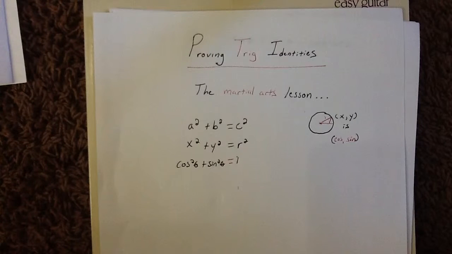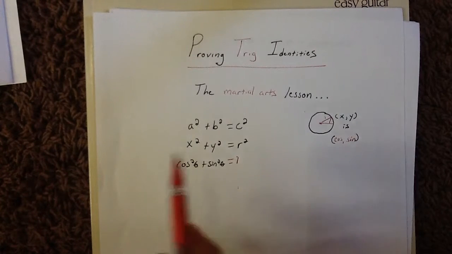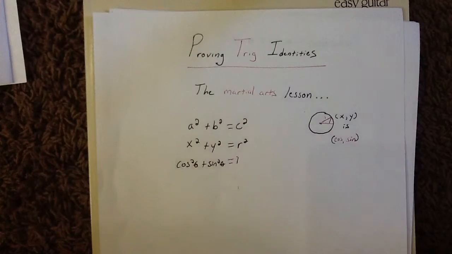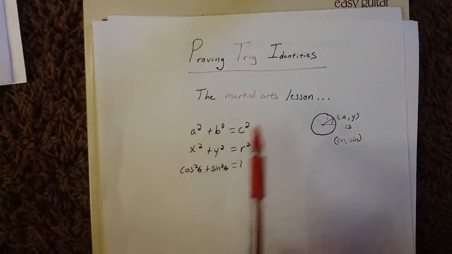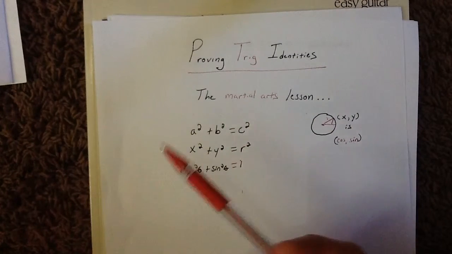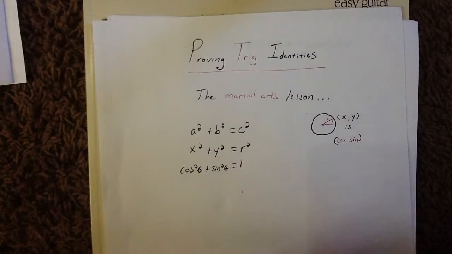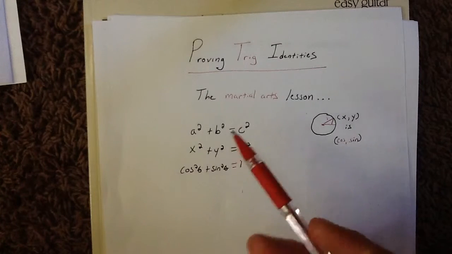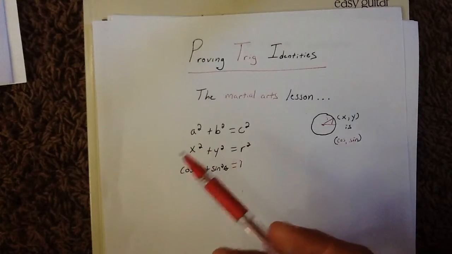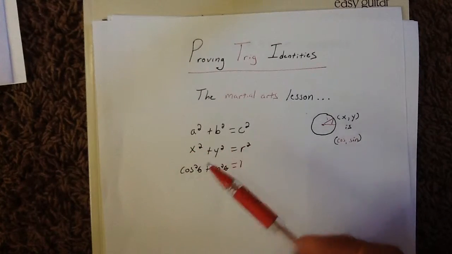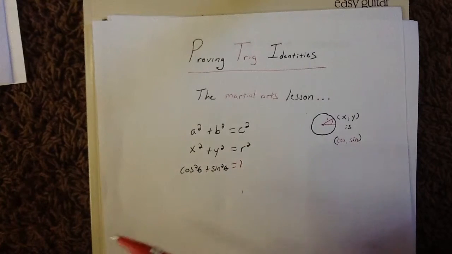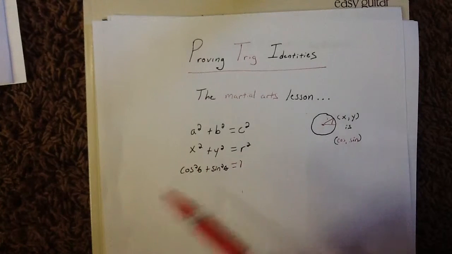Today we're going to talk about proving trig identities, and I like to refer to this one as the martial arts lesson. I call it that because if you've ever taken martial arts or seen them, karate, kung fu, taekwondo, any of those, your sensei or your teacher can show you many different ways to throw a punch, many different ways to kick, many different ways to block or change direction, move out of the way, etc.